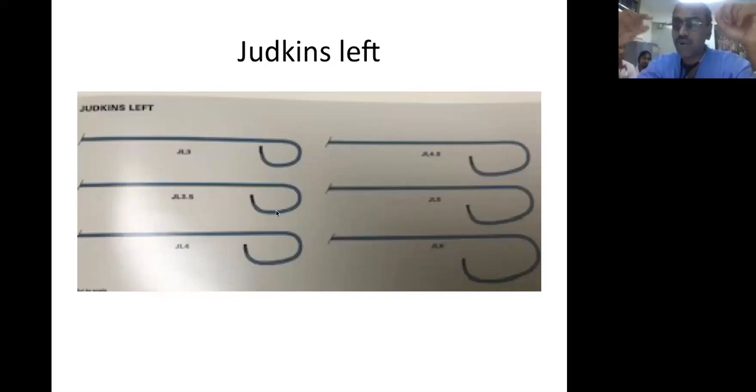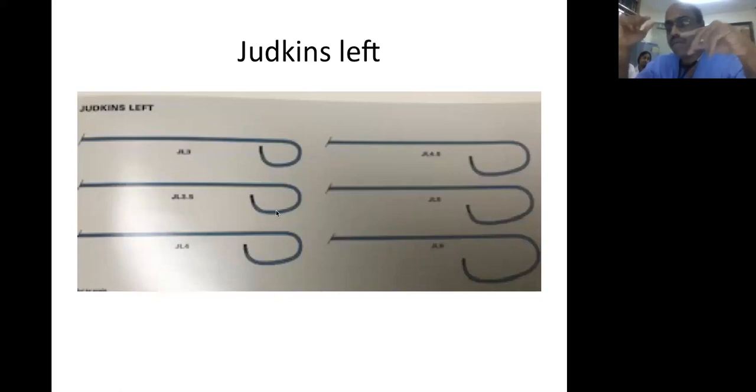So 3.5 or 4 will be needed for a normal adult whose aorta is 2.5. Let's assume that I have Marfan syndrome and my aorta is 5 centimeters. I cannot engage it by landing the secondary curve on the right wall of the aorta and turning it and getting the primary curve into the coronary. So I need longer. For a 4.5 centimeter aorta, I will need a JL6. So that is the basic principle.